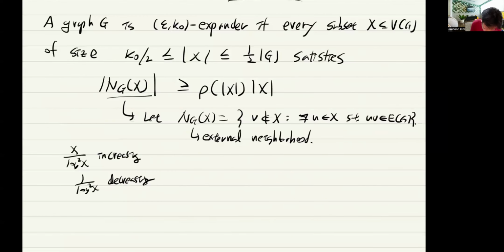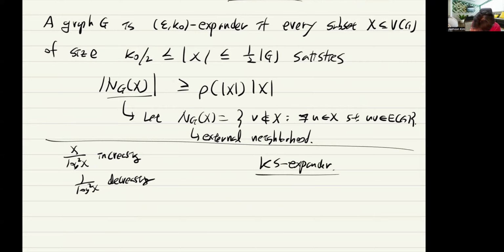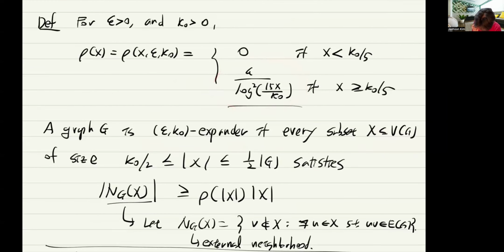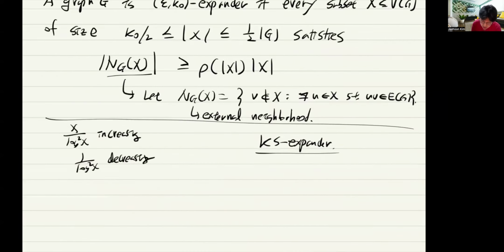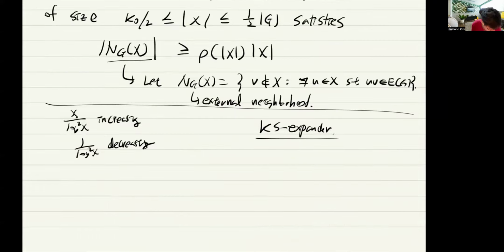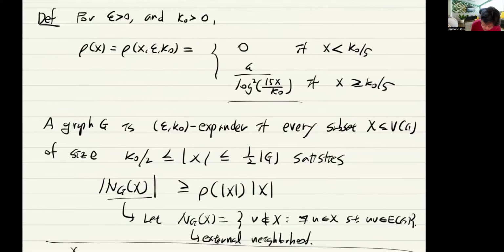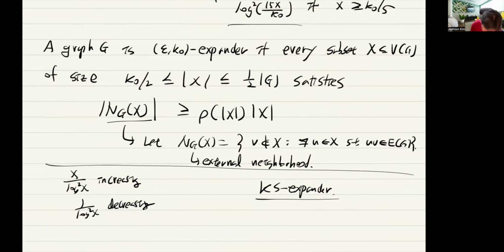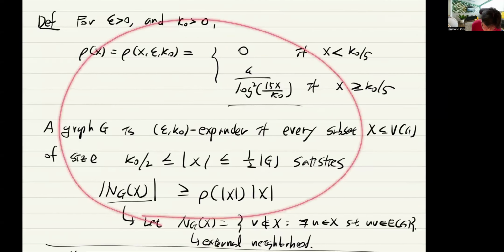So sometimes this is called a KS expander. There are also lots of other concepts of sublinear expander. So we consider a weaker expansion, which is more or less similar but a bit different in some aspects. To distinguish this from others, some people call it a KS expander, K and S coming from Komlós–Szemerédi. And okay, so we see that this is weaker.